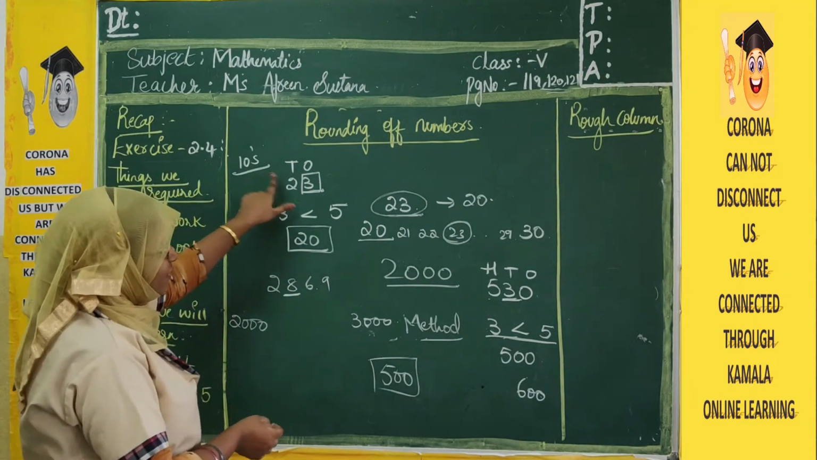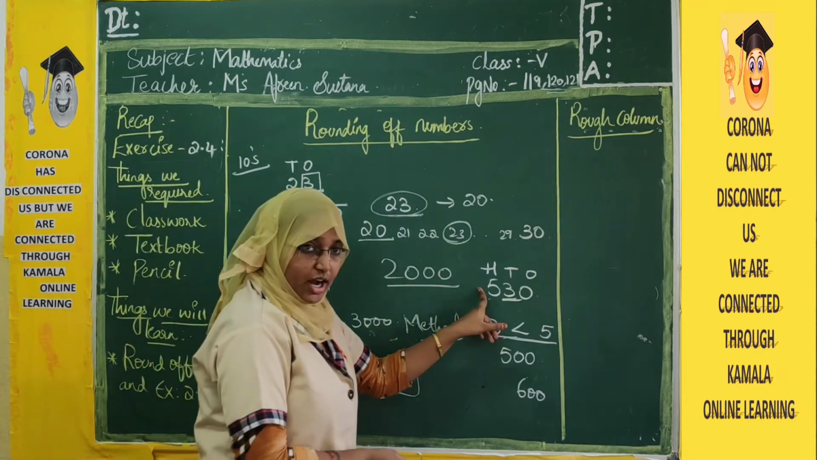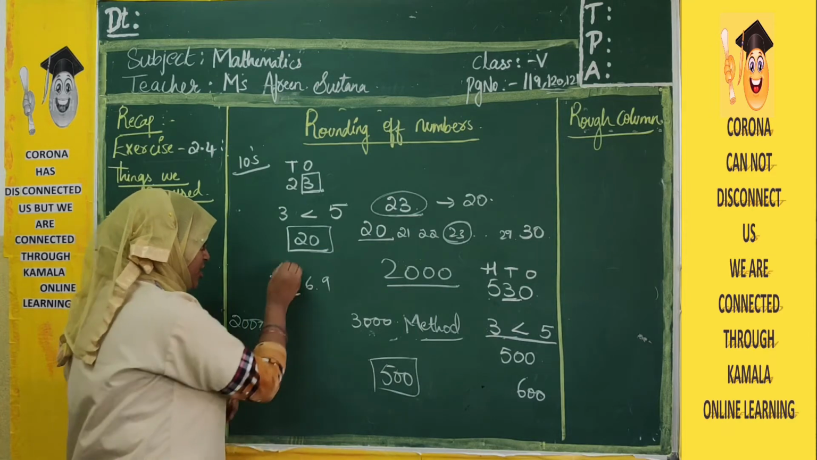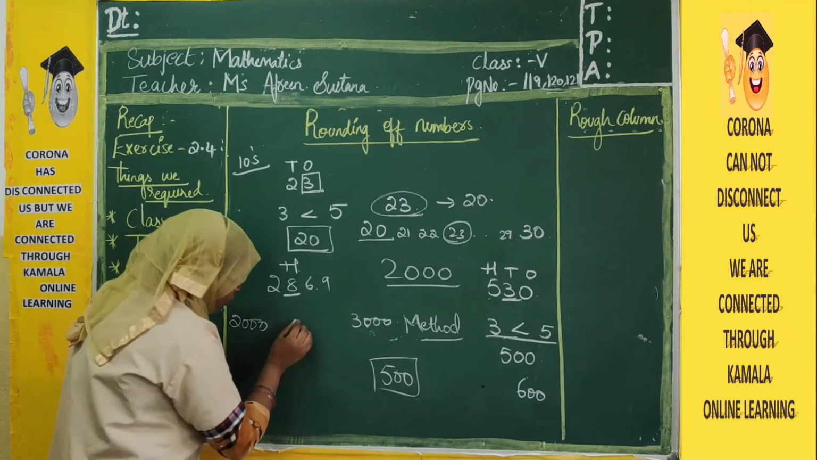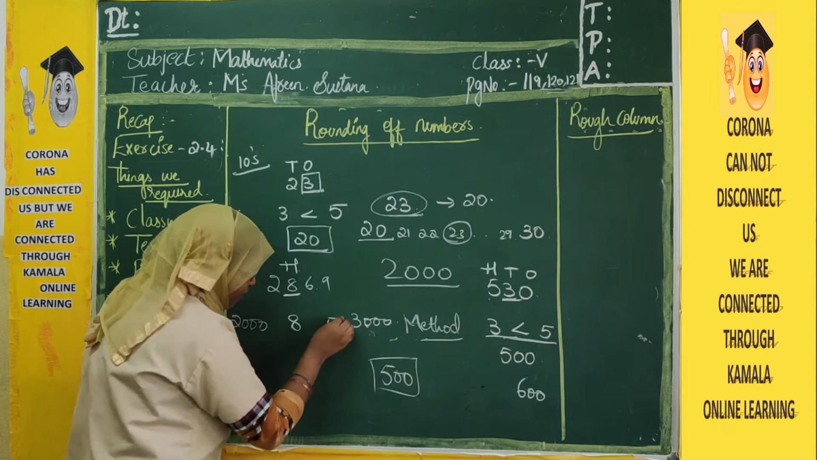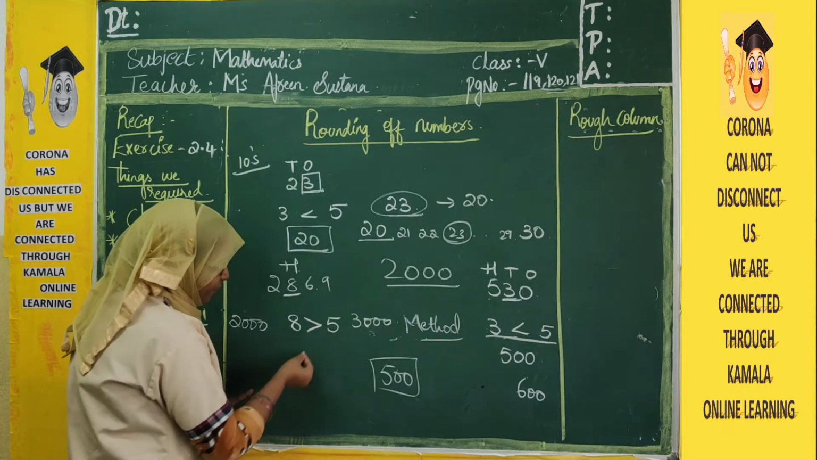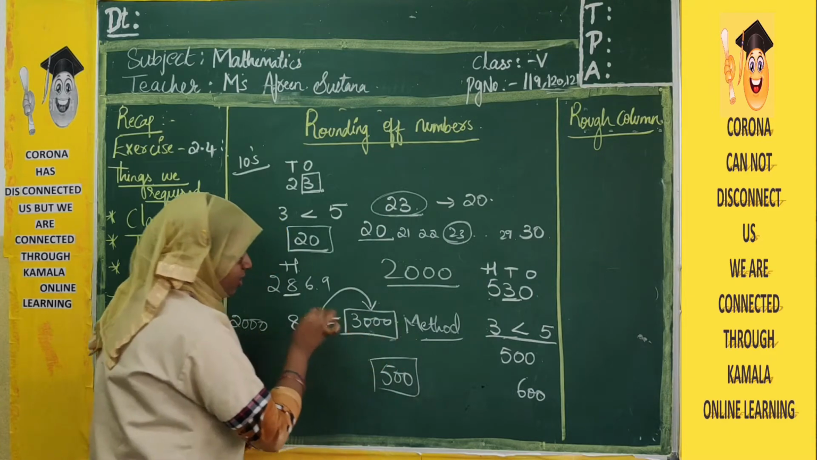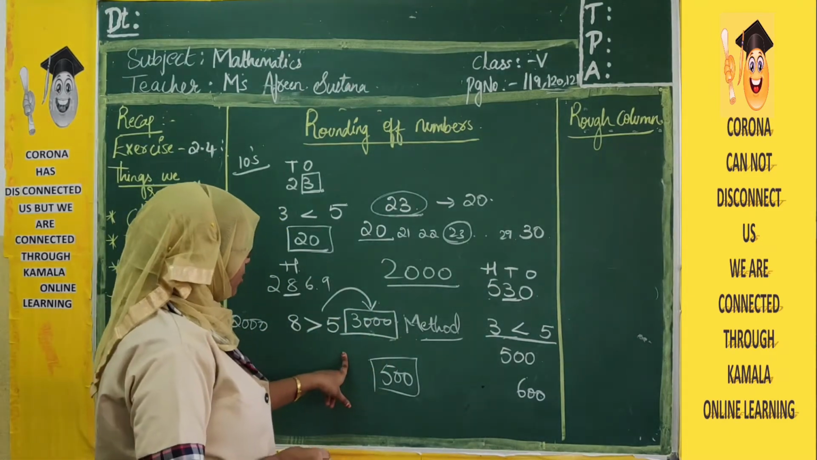When we are doing it for tens, we will consider the ones. When we are doing it for 100, we will consider tens. Whenever we are doing it for thousands, we will consider the digit at the hundreds place. Now again we will compare 8 with 5. As 8 is greater than 5, we will move to the higher number, rounded up, that is 3000. So this is what we are going to do.